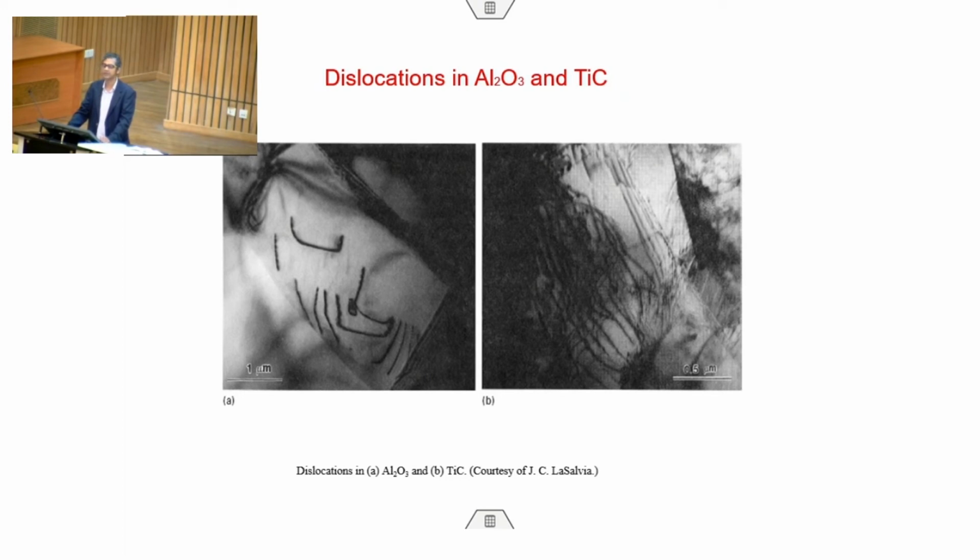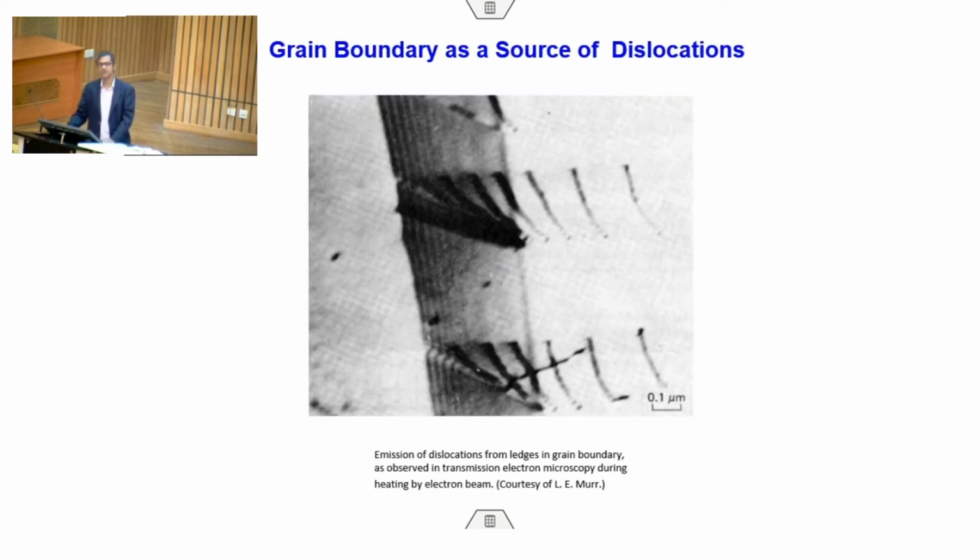In aluminum oxide also, dislocations are curved, which means ceramics also deform by motion of dislocations. Although they are less ductile than metals, deformation is observed. That is what I wanted to say. Well, you know how dislocations are generated.